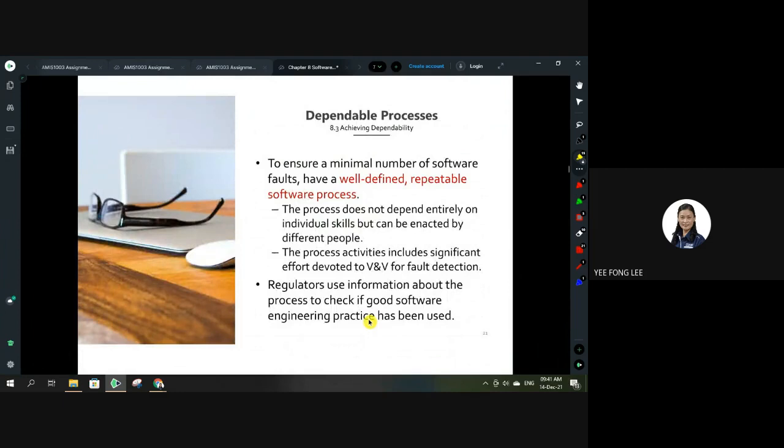How about the next slide, dependable process. Read through the content here.